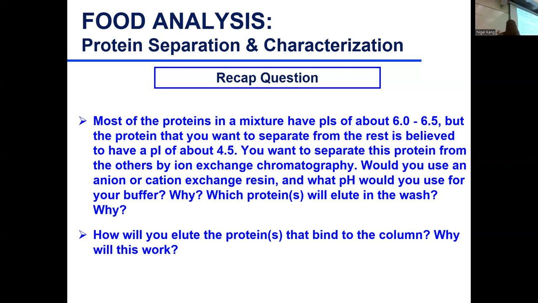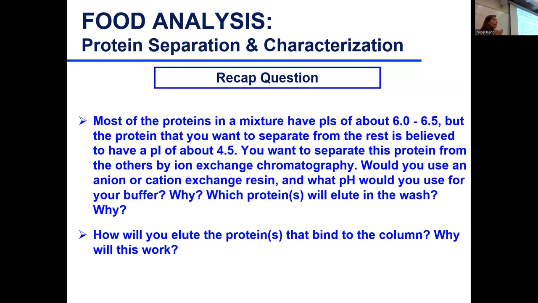You have different proteins at pH 6 to 6.5. The isoelectric point of your desired protein is 4.5. There is a gap here, about 1.5, between pH 4.5 and 6 or 6.5. So I want to avoid the isoelectric point of all of them, my desired protein or the rest. What would you suggest?